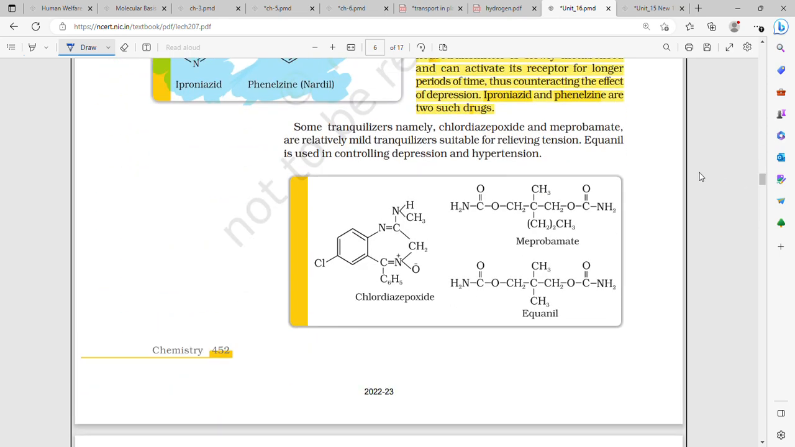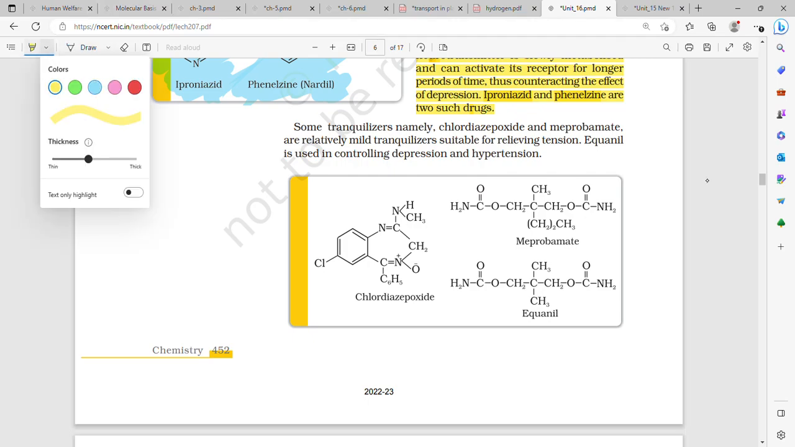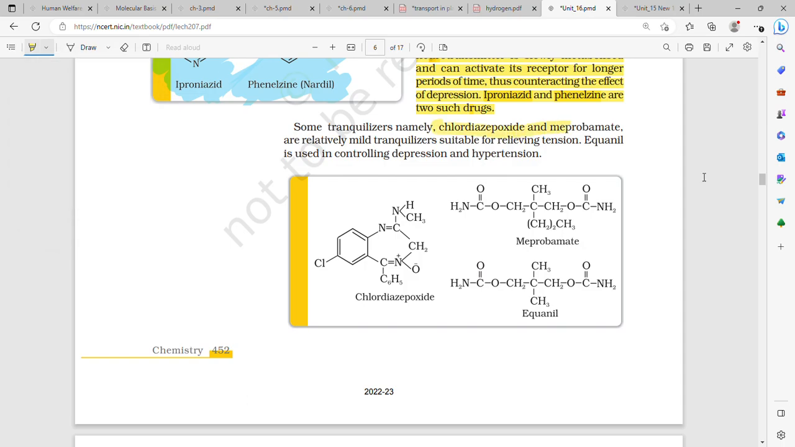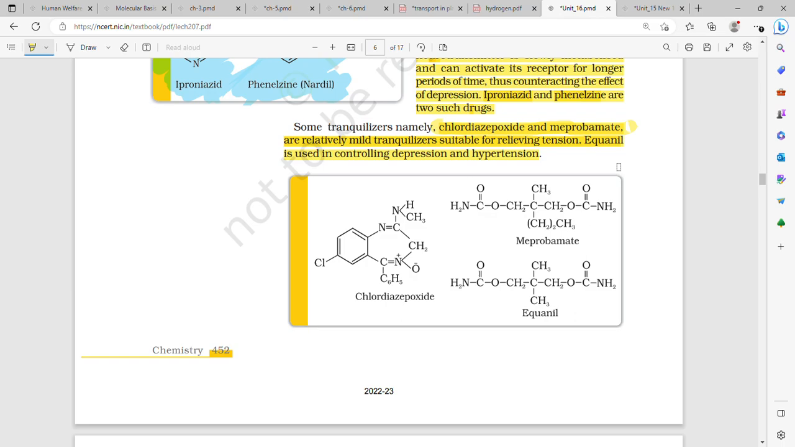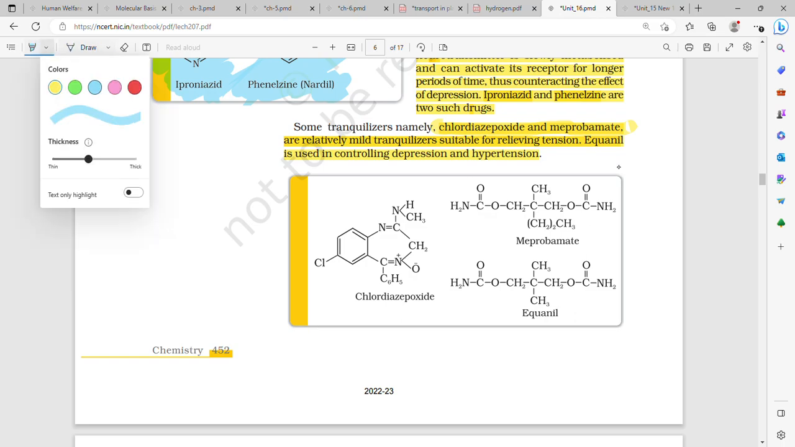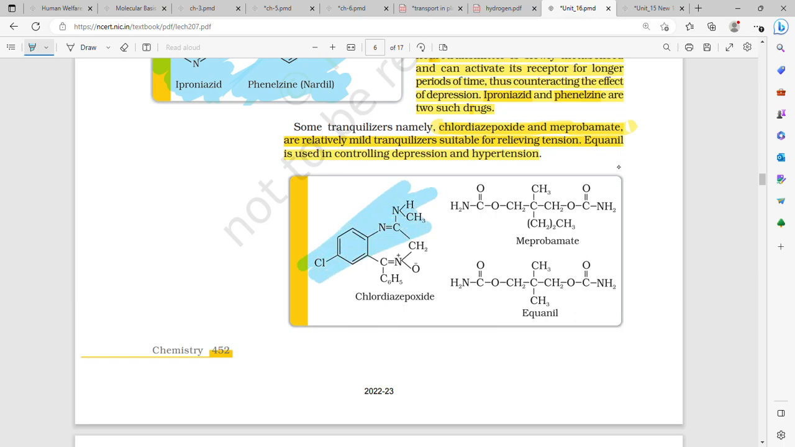Some tranquilizers, namely chlordiazepoxide and meprobamate, are relatively mild tranquilizers and they are used for relieving tension. Equanil is used for controlling depression and hypertension. Chlordiazepoxide, meprobamate and Equanil.